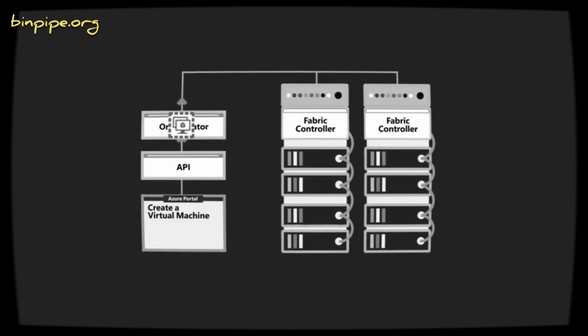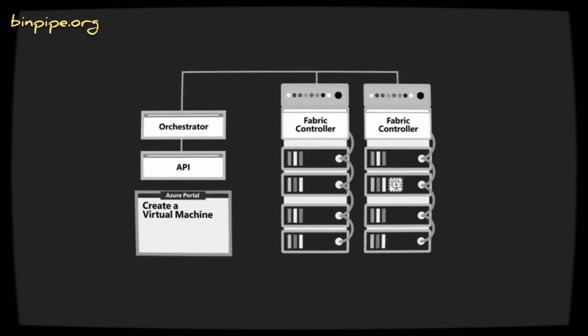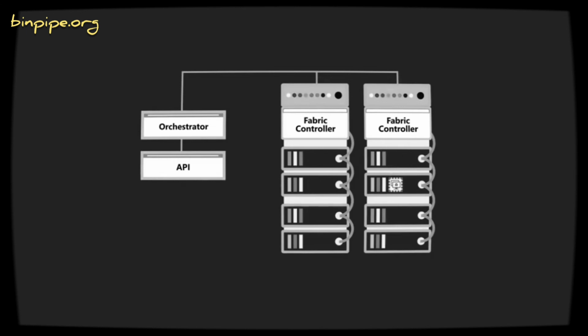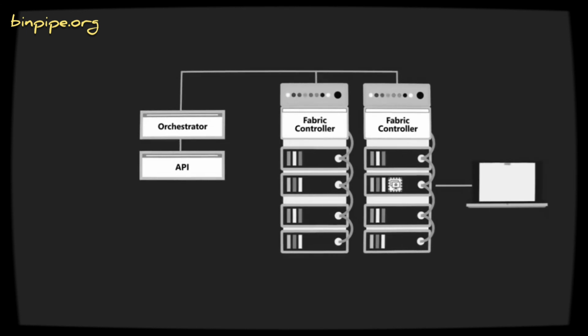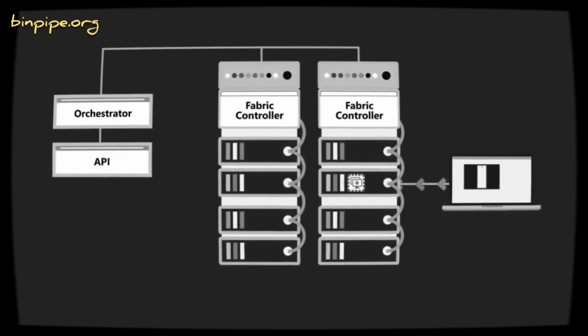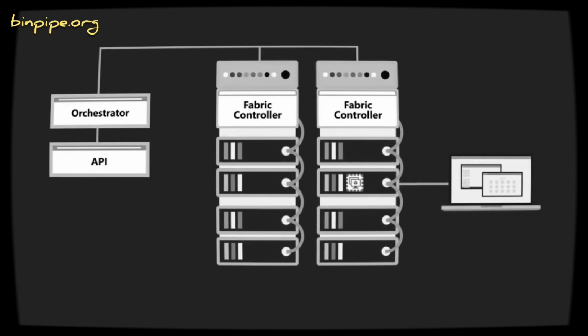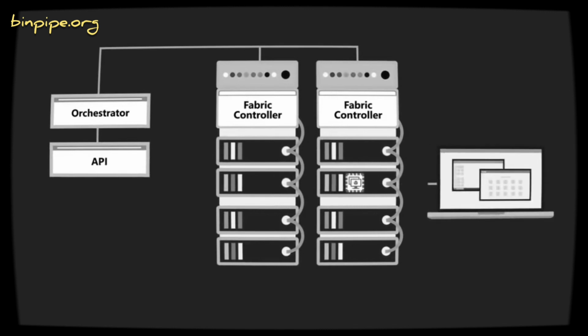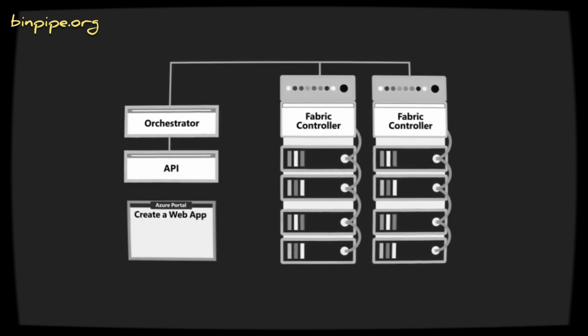Now, when a user makes a request to create a virtual machine, the orchestrator picks up the request, packages everything that's needed, picks the best server racks where this can be scheduled, and then sends the package and request to the fabric controller. Now once the fabric controller gets the request, it creates the virtual machine and then the user can connect to it. Sounds interesting, right?